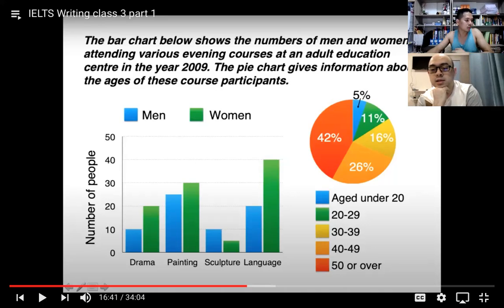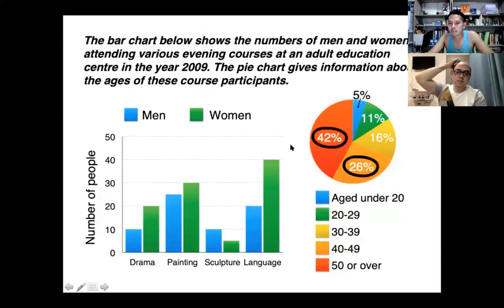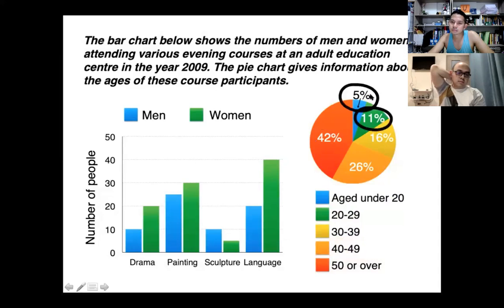And again, which part? This part, right? What should you say? 42, 26, of course. They're here. 5 and 11 here, right?